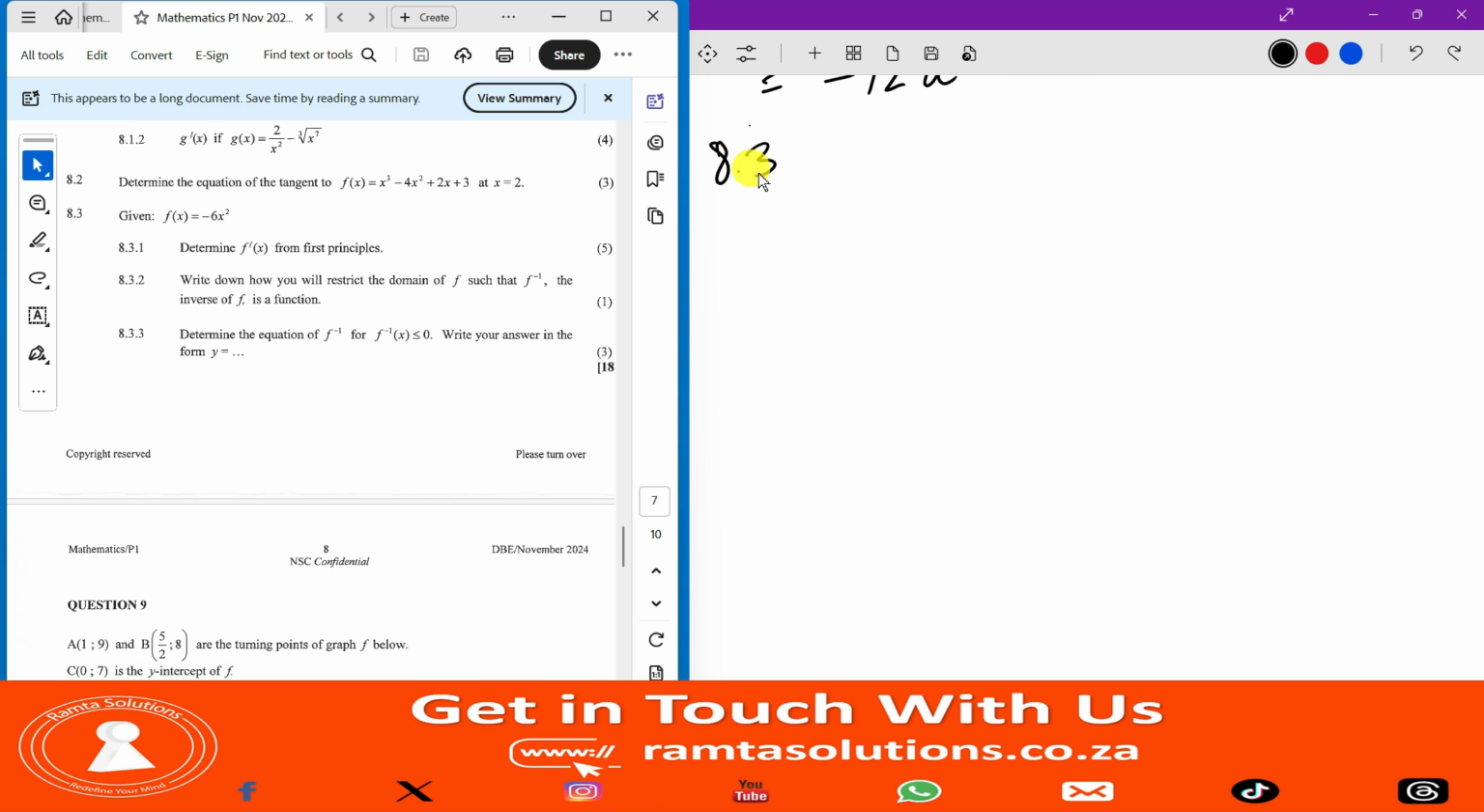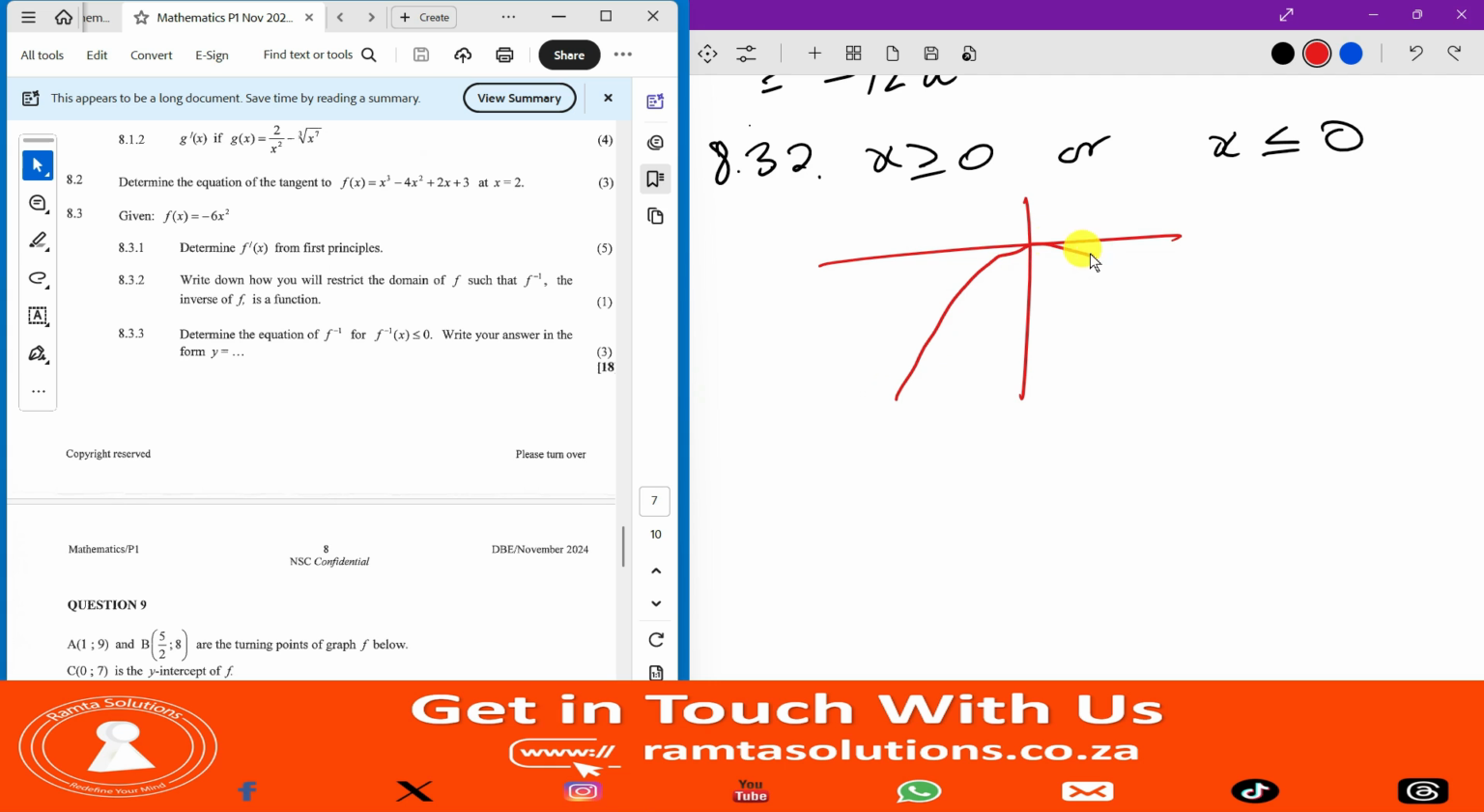8.3.2. They say write down how you will restrict the domain of f such that f inverse, the inverse of f, is a function. Remember, for you to do this, you simply say x must be greater or equal to 0, or you can also say x must be less or equal to 0, whichever you choose. Remember, the reason I'm saying that is because this is a frowning parabola. It will look like this.